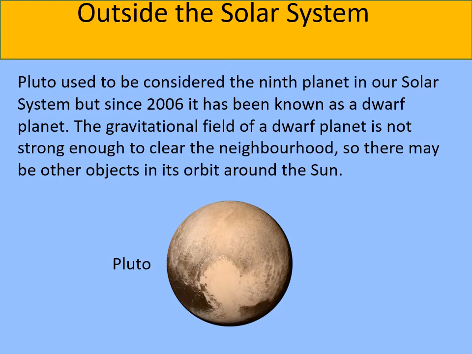Now, beyond the Kuiper Belt, there is the furthest region known to us, just outside our solar system, which is called the Oort cloud. And this is where it's thought that the comets originate from. Comets are a bit like asteroids, but they're not only made of rocky material, but they're also made of dust and ice. And some comets follow a regular orbit around the sun.